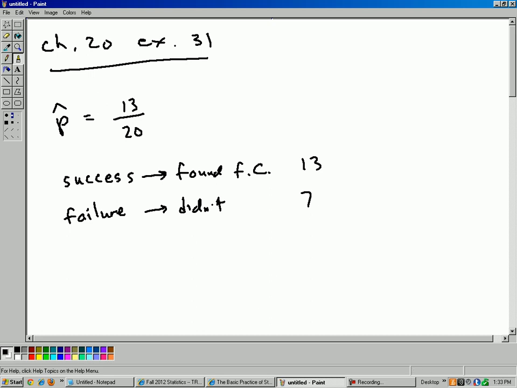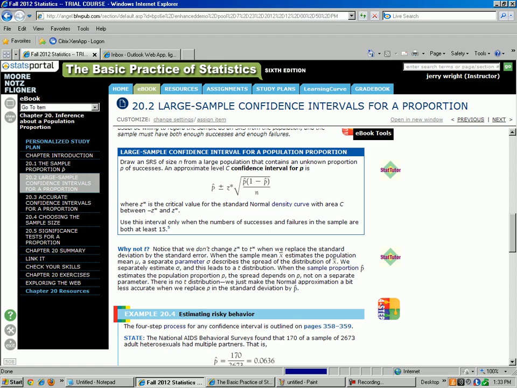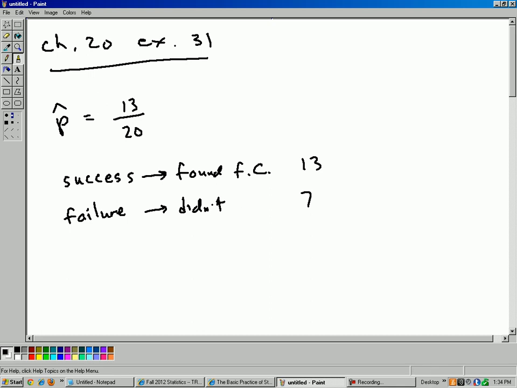Okay, now let's go to the textbook's explanation of this. This is on page 497 of the book. It says the large sample confidence interval for a population proportion. Draw a simple random sample of size n, and you have your confidence interval formula right there. Right here it says use this interval only when the numbers of successes and failures in the sample are both at least 15. Well, we don't have at least 15 successes. We don't have at least 15 failures. So that's the answer to part A.